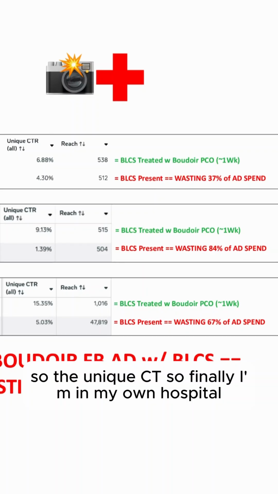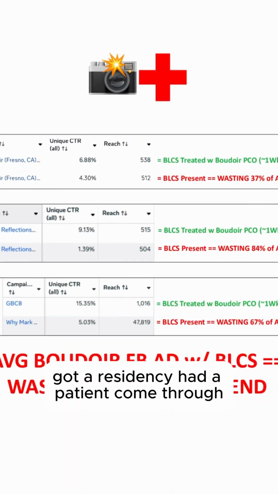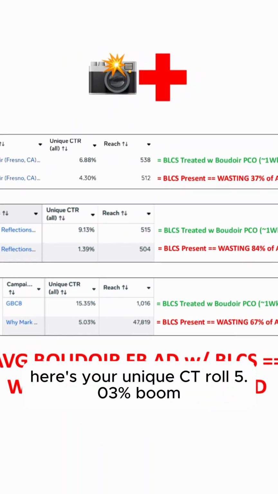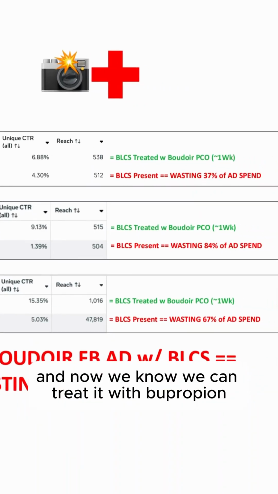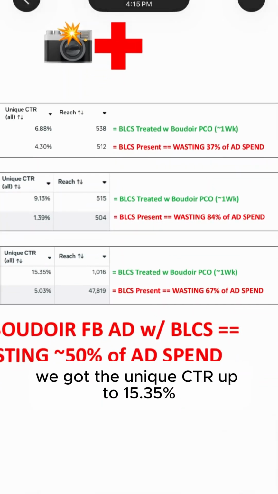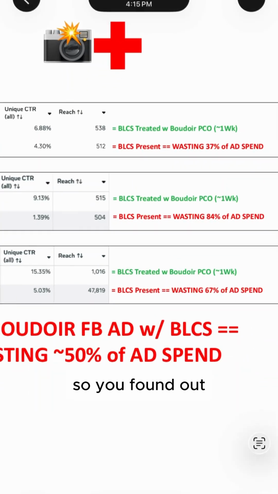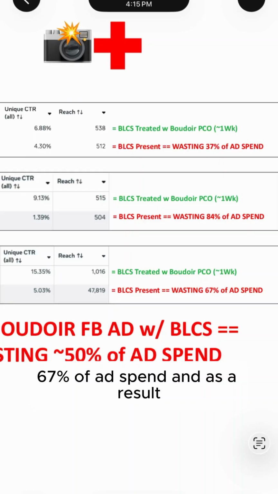So finally I'm in my own hospital. I got out of residency, had a patient come through. His unique CTR, 5.03%. Boom, unique CTR is under 6%. We know that BLCS is present. And now we know we can treat it with Boudoir Pico. So we did that, it took about a week. We got the unique CTR up to 15.35%. So we found out the original Boudoir Facebook ad was wasting 67% of ad spend.